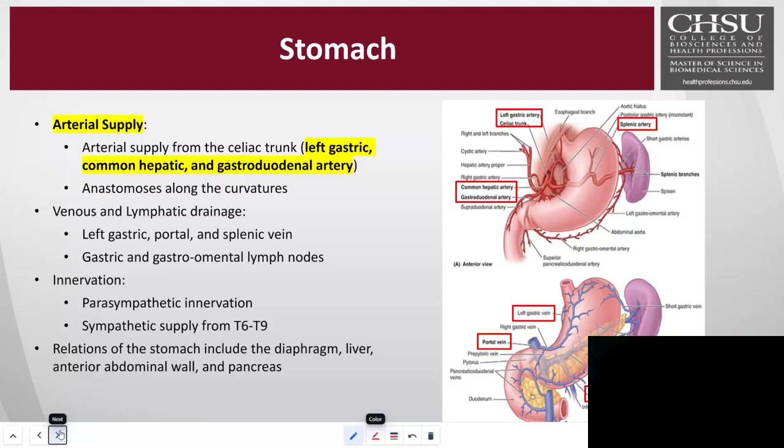And then over here, as far as the arterial supply goes, they come from the celiac trunk, but there are three specific branches that I want to highlight. The left gastric, the common hepatic, and then the gastroduodenal artery. Those are the three major arteries that supply your stomach. And on the right, I highlighted for you, you can see the left side of your body, or right side of the image, is your spleen. The splenic artery passes posteriorly through the stomach and then hits the spleen.